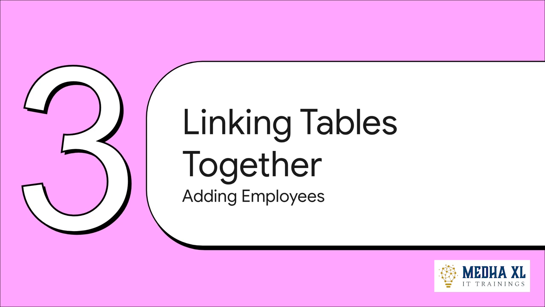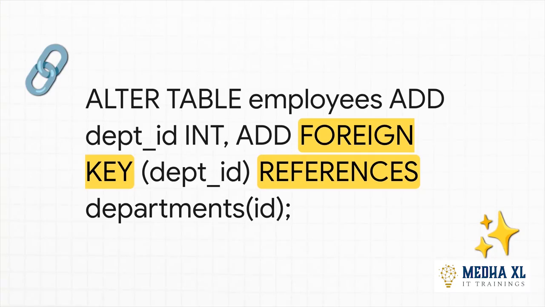Okay, awesome. We have our departments table. But a list of departments isn't very useful all by itself. Now we need to add our employees, and this is the crucial part, link them to the correct department. This is where everything starts to connect. And this line of code is where the real magic happens. We're using alter table to modify our employees table.